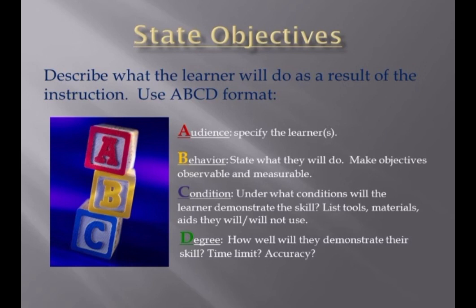Next is conditions. A statement of objectives should include the conditions under which performance is to be observed, if such conditions are relevant. And lastly is degree. The final requirement of a well-stated objective is to indicate the standard by which acceptable performance will be judged.